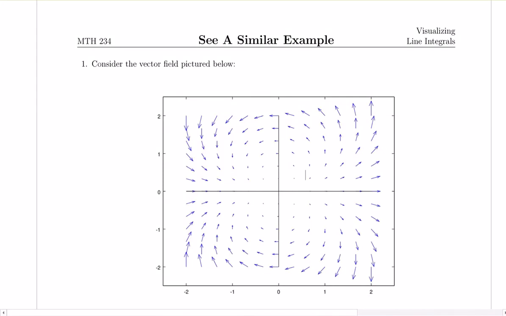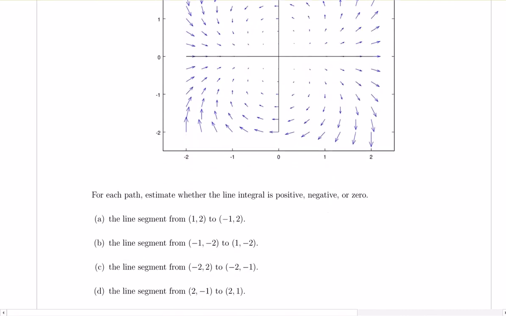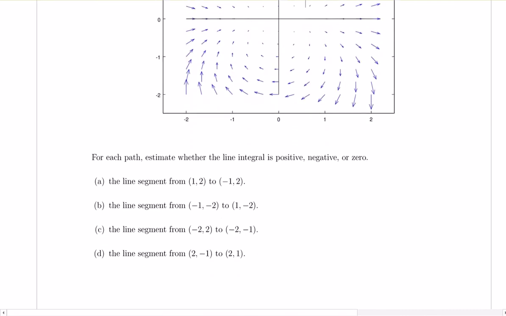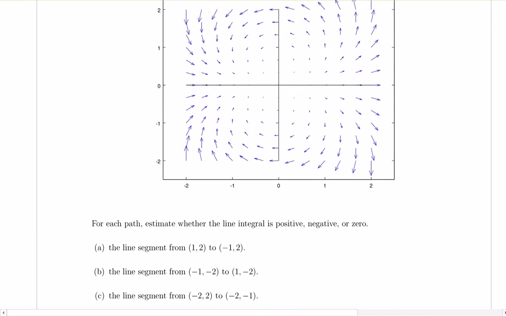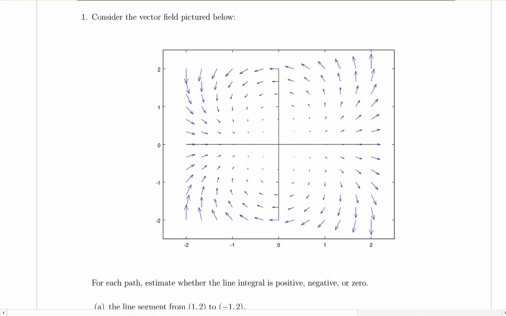In this video, we will try to interpret the line integral of a vector field graphically. So we're given a picture of a vector field here, and we're given several paths, which in this case are all straight lines. And for each, we're trying to determine not the value of the line integral, that would be too hard to do just looking at it, but just in general whether it's positive or negative or maybe zero.